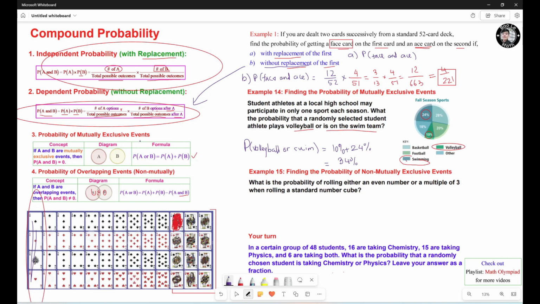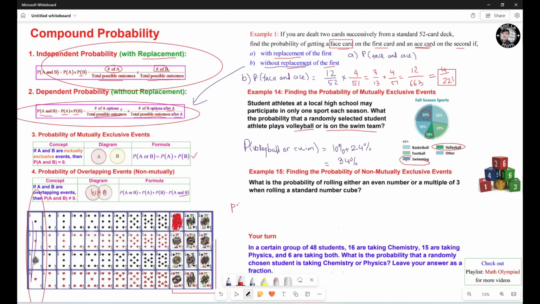Now let's move on to example number 15. Finding the probability of non-mutually exclusive events. What is the probability of rolling either an even number or a multiple of 3 when rolling a standard number cube? So look at this one. This is a standard number cube which has 6 faces, numbered from 1 to 6.